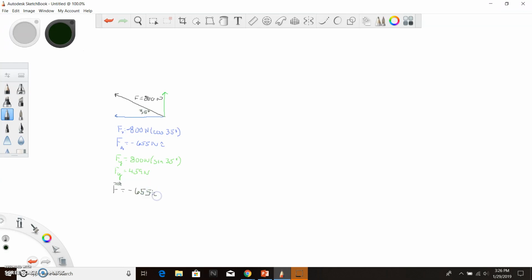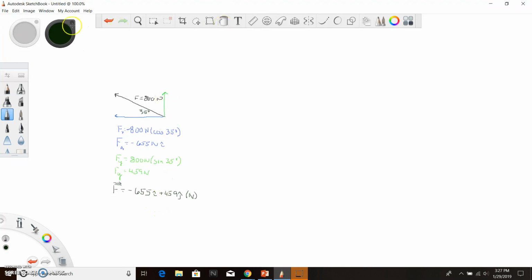I can put this in this type of notation: negative 655 i hat plus 459 j hat. A lot of times we can list newtons in there, but you don't have to. It tells me that I'm talking about newtons for this particular force. We can put the newtons in after each number, just like we have in the past. That's what they call component notation, and that is one way we can write that force.